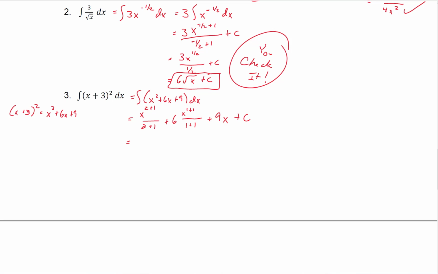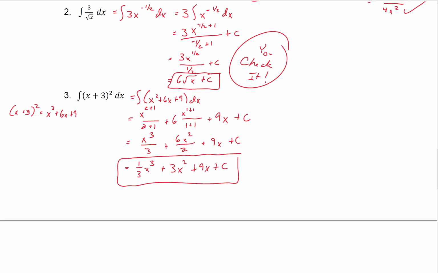And so cleaning this up, we end up with x to the third over 3 plus 6x to the second over 2 plus 9x plus c, which then is equal to 1/3 x cubed plus 3x squared plus 9x plus c. And so now make sure you go back and check it.